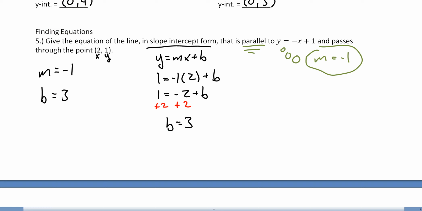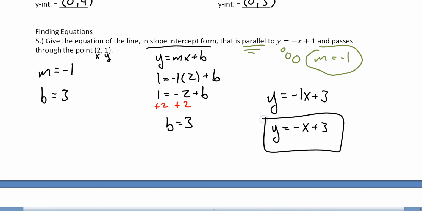So now I have the slope, I have the y-intercept. When I write the equation, I just plug those two elements in, so I've got negative 1x plus 3. And you can leave it like that. I'm going to go ahead and make that 1 invisible to make it a negative x plus 3. That is typically how you're going to see it. If you leave the 1 in there, that's fine. All right.